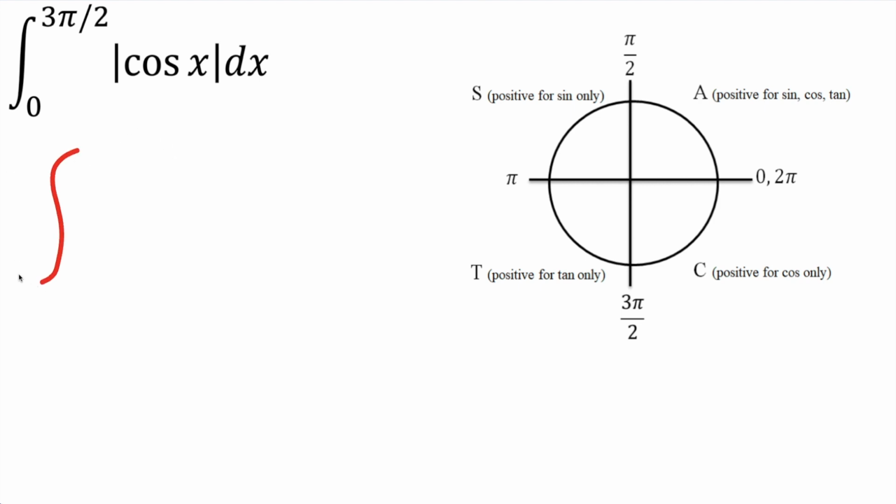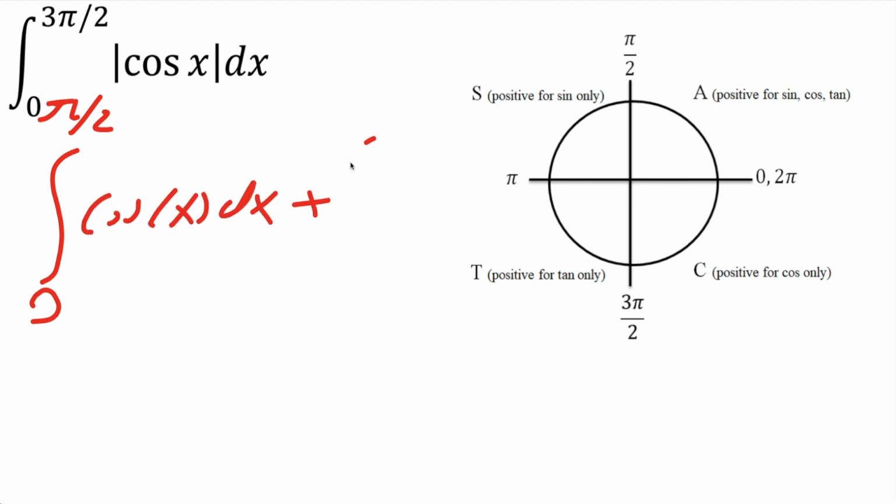So what we could say is we have the integral from 0 to pi divided by 2, and that's when cosine is going to be positive, so you can keep it the same, dx, plus the integral from pi divided by 2 to 3 pi divided by 2, where it's negative. But with absolute value, if something is negative, let's say, for example, you have cosine pi, regular cosine pi is -1, but it's an absolute value, so it would be +1. And so we have to take that into account. So what we have to do is put a negative in the front of cosine x.